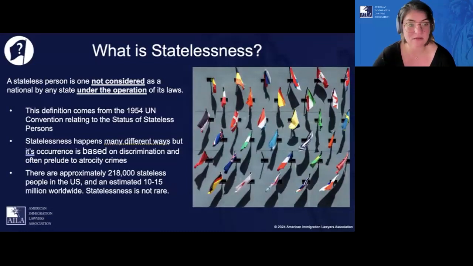The UNHCR was created as a result of this convention, along with others, to protect stateless people, refugees, and internally displaced people. Statelessness happens in many different ways. Its occurrence is based on discrimination and often a prelude to atrocity crimes. In the US, there's an estimated 218,000 stateless people from over 30 different countries and territories around the world, out of an estimated 10 to 15 million worldwide. Statelessness is not rare. Everywhere that there's a country with nationality laws, there is an unfortunate occurrence of statelessness.